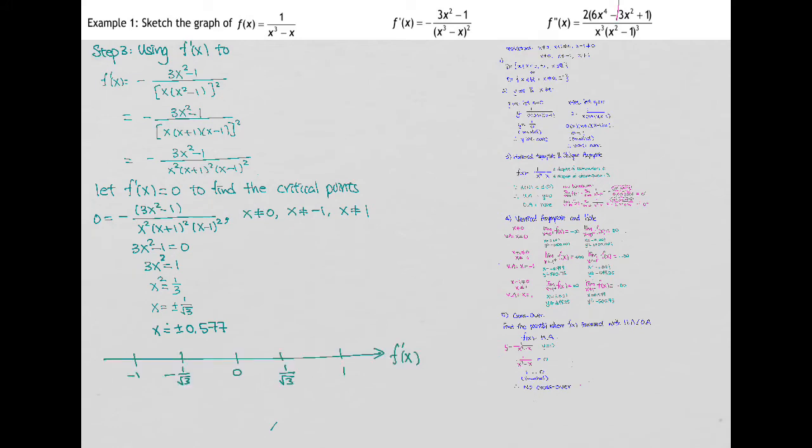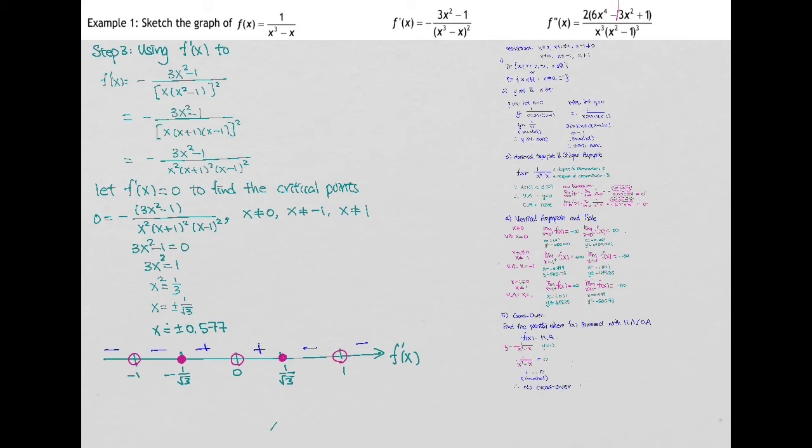Now we have the critical points and the restrictions, so let's put them on the number line. Remember, all the restrictions are the empty dots because we don't need to identify them, and all the critical points are the solid dots. Those are the points that we have to identify as a maximum, minimum, or point of inflection. Then we substitute values into f prime to check the positive or negative sign. You'll see negative, negative, positive, positive, negative, and negative.